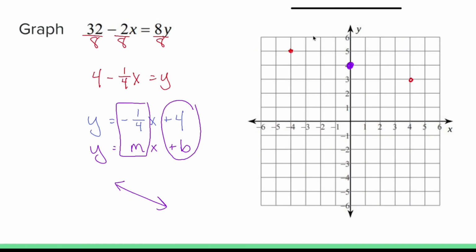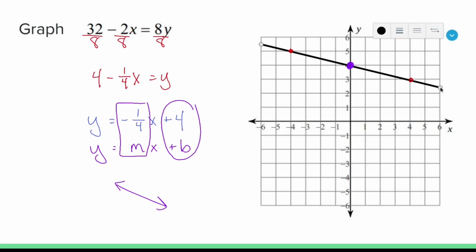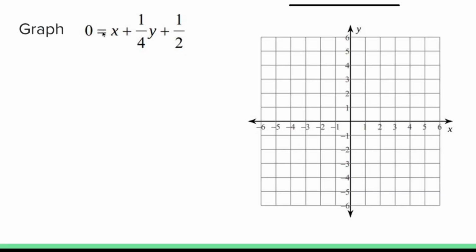Now that I have enough dots drawn out, I could take my line and I can draw a line that connects through the dots. I think that ought to do it. Let's use this little guy over here to make myself some arrowheads. And yeah, that's me graphing a line. Fun stuff. Graph 0 equals x plus 1/4 y plus a half.